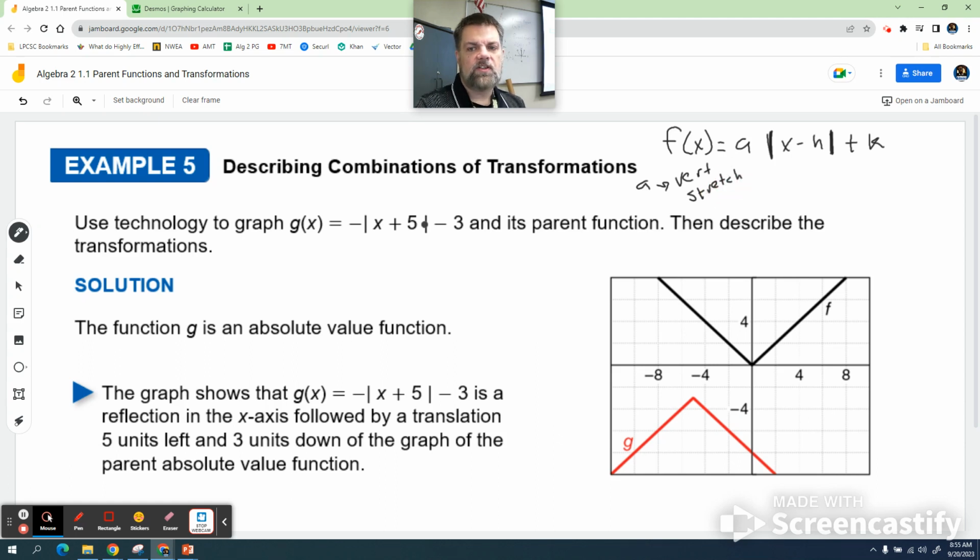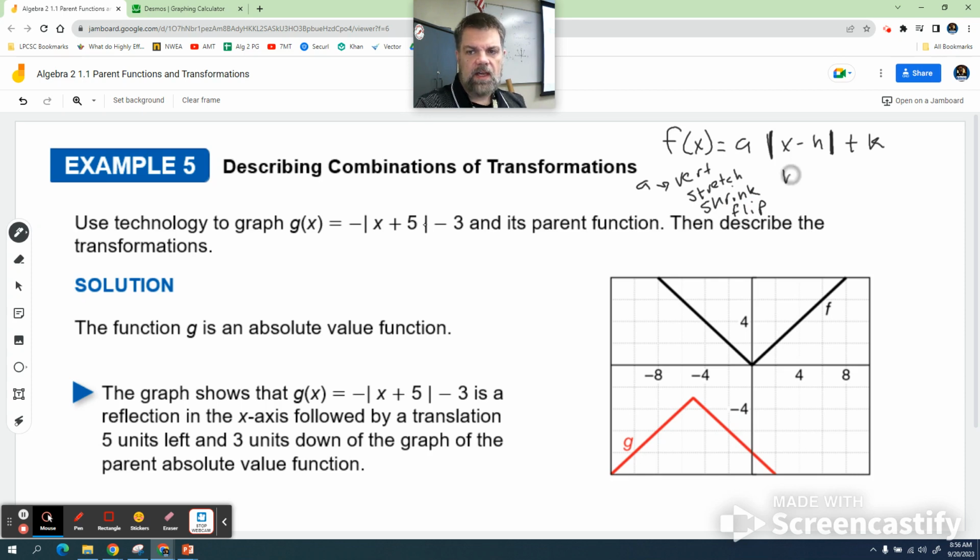of the parent function. So it's a stretch or a shrink. So when I put that number a in front right here, it's either going to stretch it, shrink it, or also it can flip it if it's negative. Okay?